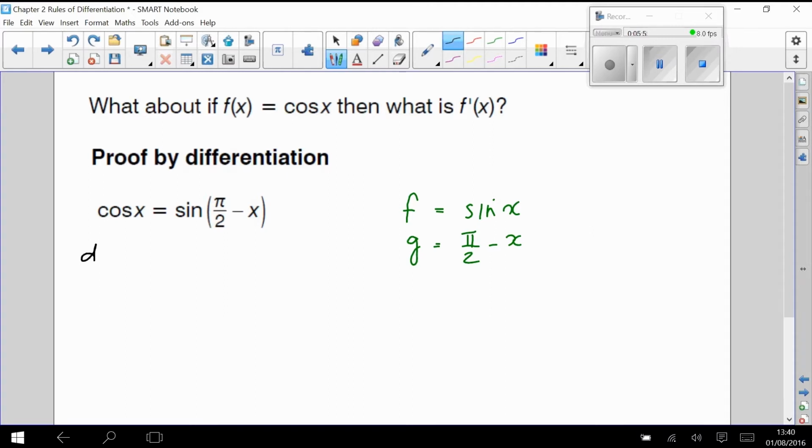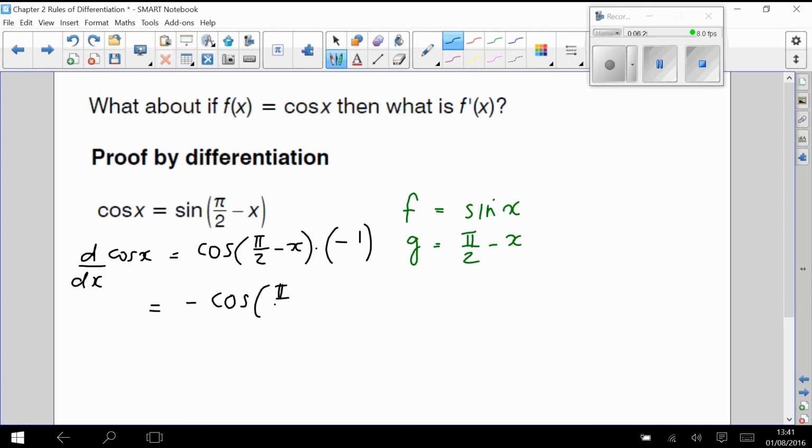So the derivative in the variable x of cos of x is in fact going to be the derivative of f, and that is going to be the derivative of sine of x, which we've just discovered is cos of x, all times by the derivative of the inner function, which is just minus 1. In other words, the derivative of the cosine graph we discovered is going to be minus cos of pi over 2 minus x.